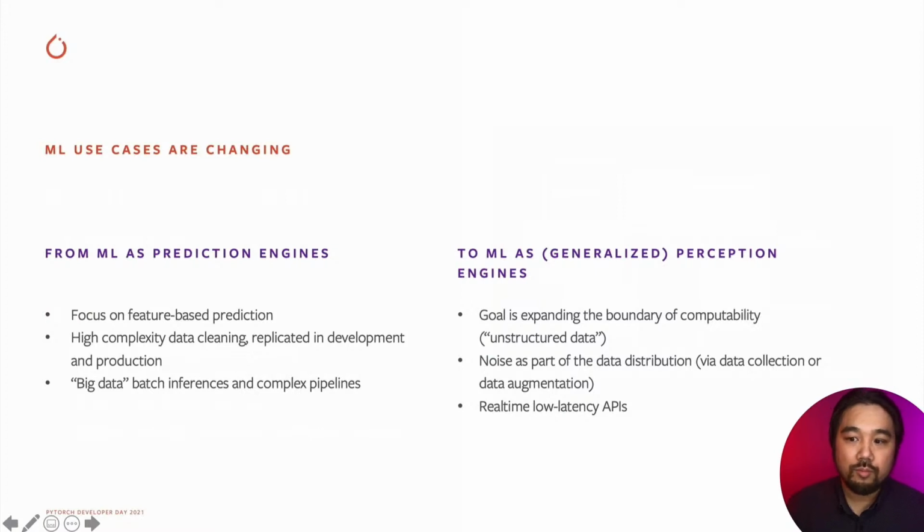Recently, I think you see more and more projects that take a different shape. Rather than just being prediction engines, they're generalized perception engines. And I mean that beyond machine learning and robotics and other things, but really perception in the sense that the role of a machine learning model is to shift the boundary of what you can compute on. So to enable you to compute on text through NLP, enable you to process images through computer vision, and these sorts of use cases. In these use cases, you often see noise becoming part of the data distribution for the model to reflect, rather than something that's cleaned up upstream of the model.